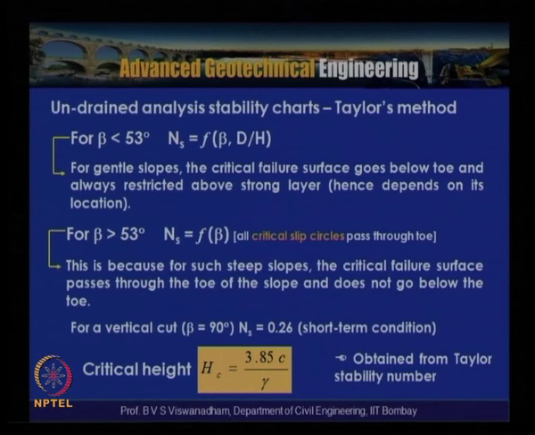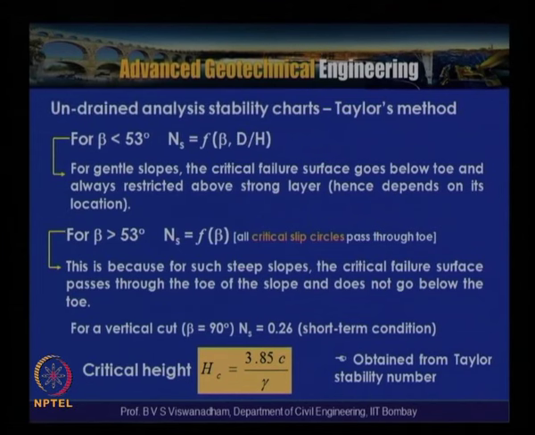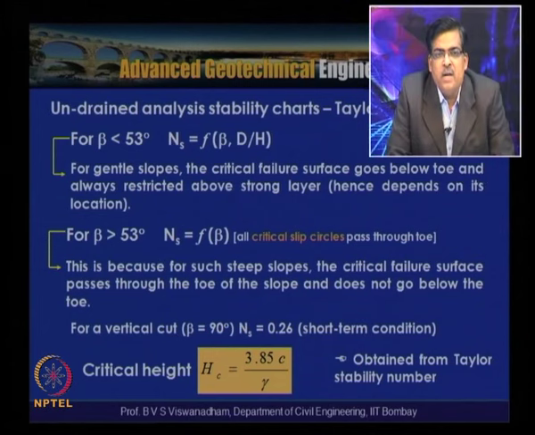Now the undrained analysis by using this Taylor's method, basically for beta less than 53 degrees, as we discussed in the previous slide, the stability number is a function of beta and D by H. So that means that here there can be a possibility of the base failure. For gentle slopes, the critical failure surface goes below the toe and is always restricted above the strong layer. Hence this depends upon its location. For beta greater than 53 degrees, when the slope inclination is greater than 53 degrees, the stability number is only a function of slope inclination, that is beta. All critical slip surfaces pass through the toe. This is basically because for such steep slopes, the critical failure surface passes through the toe of the slope and does not go below the toe.